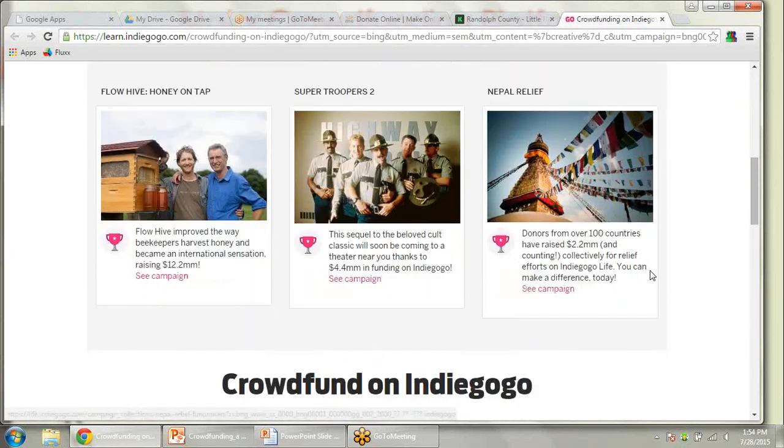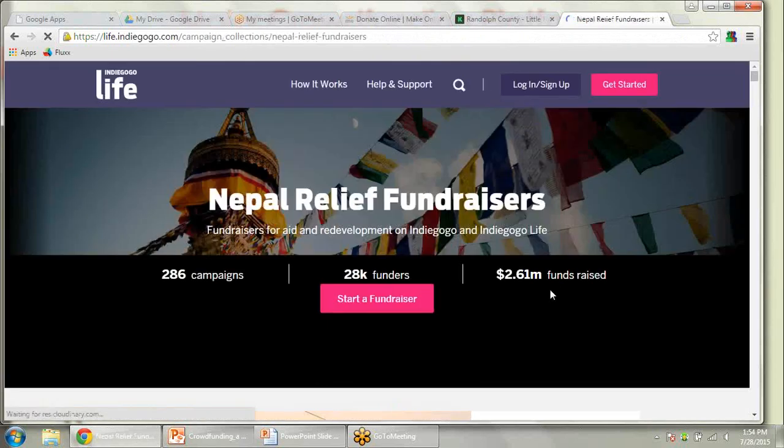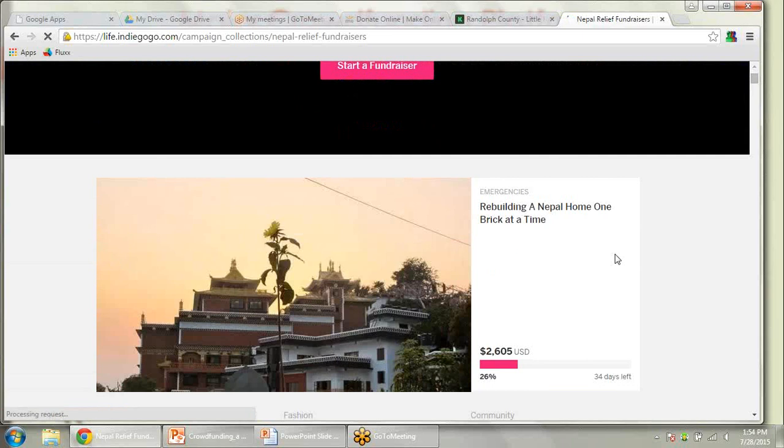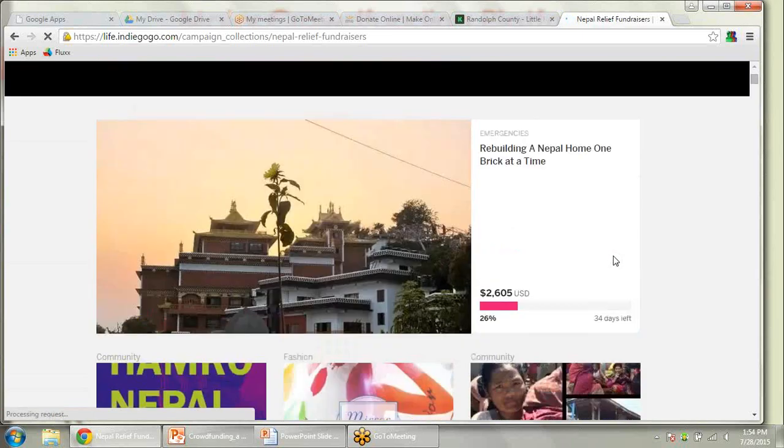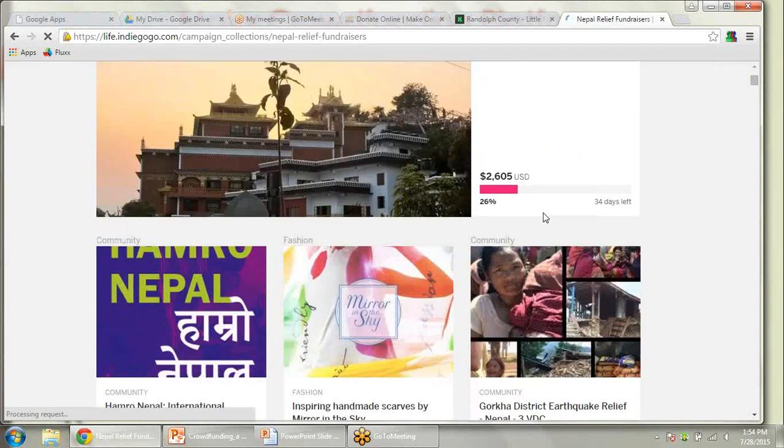And you'll see here different projects that are being funded on Indiegogo. Indiegogo also has a search engine where you can put in the state or the city or the project, and it will give you all those people who have begun campaigns within that locale or within that category of funding.